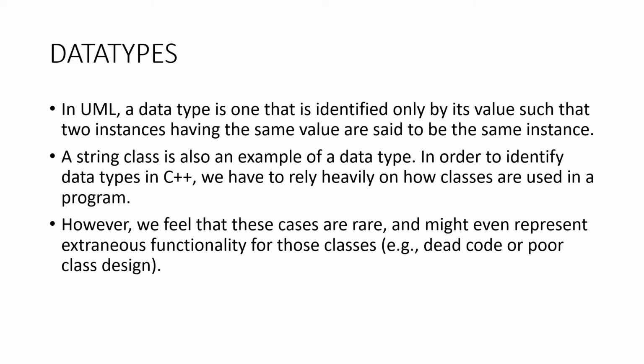Now we go for the data types. In UML, a data type is an entity identified only by its value; two instances having the same value are the same instance. A string is also an example of a data type. In order to identify the data types in C++, we have to rely heavily on how the classes are used in a program.